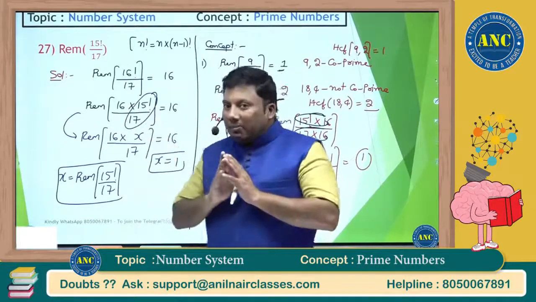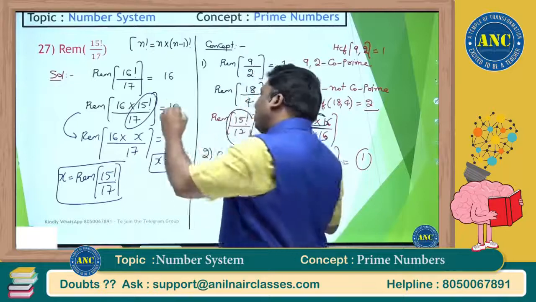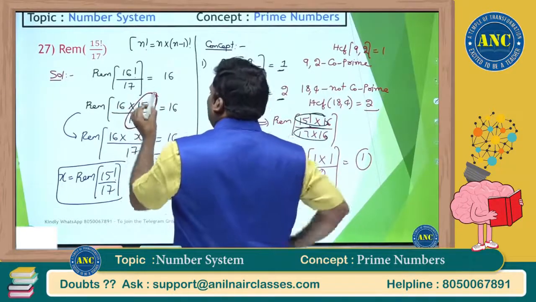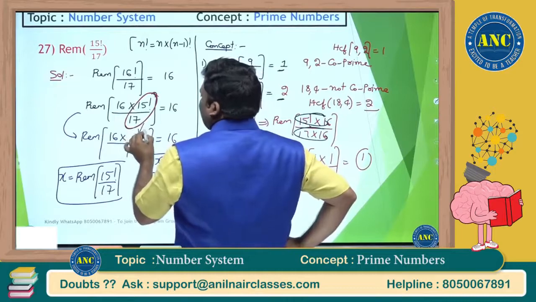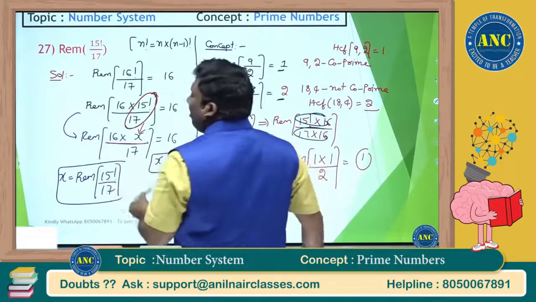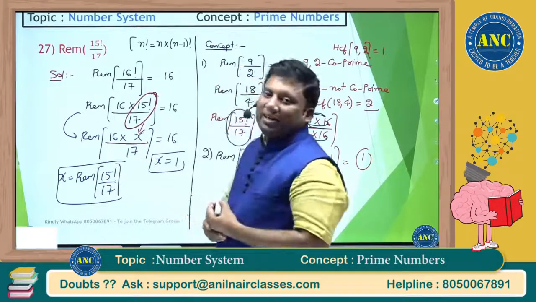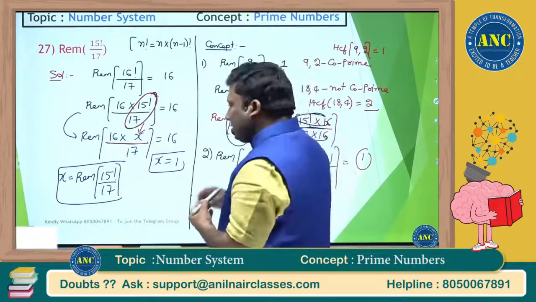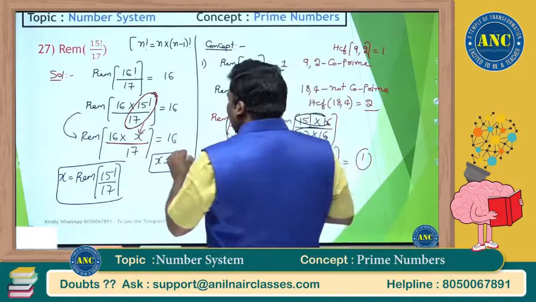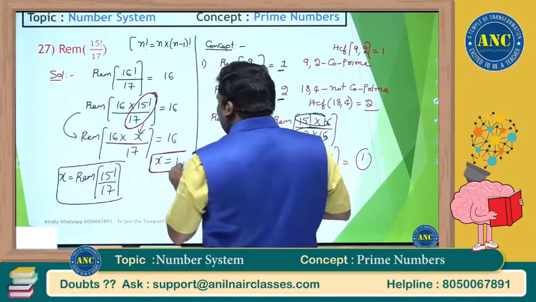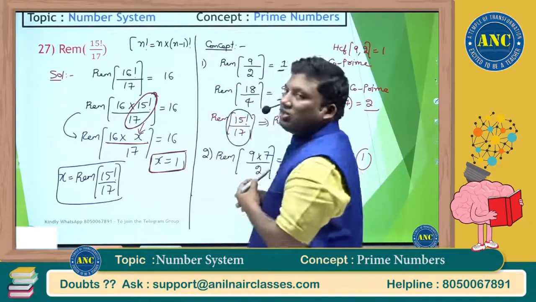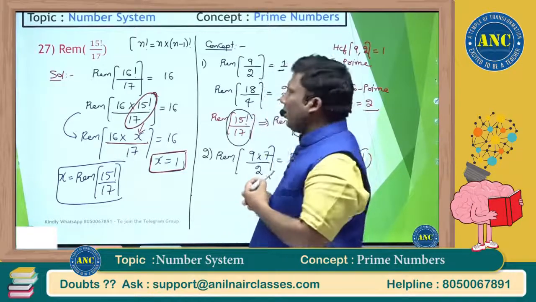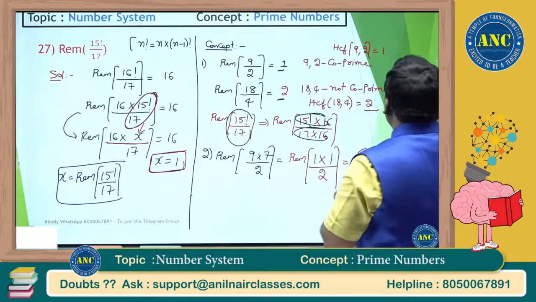15 factorial by 17, we want the remainder for this. We do not know the remainder, let me call it x. If the numerator value is less than the denominator, the answer does not change. So x is termed as 1. 16 ones are 16. I hope the idea is clear.